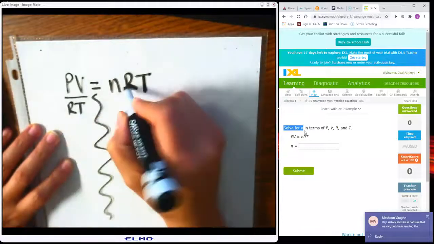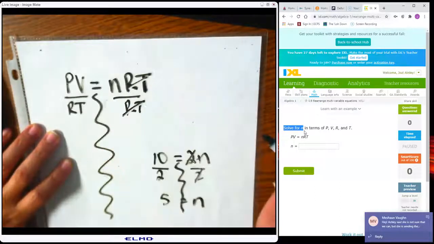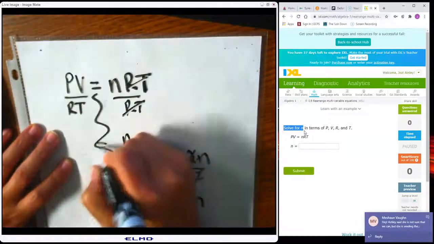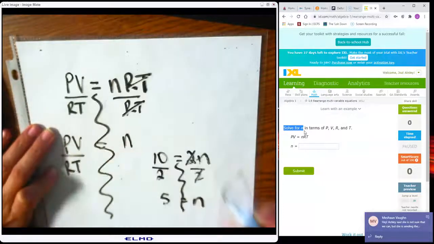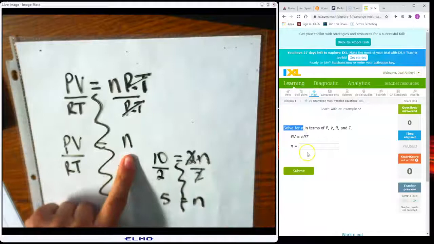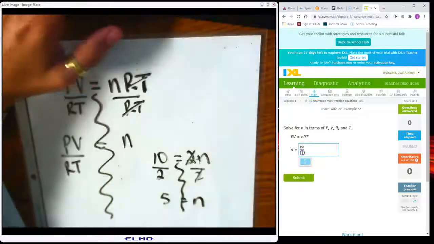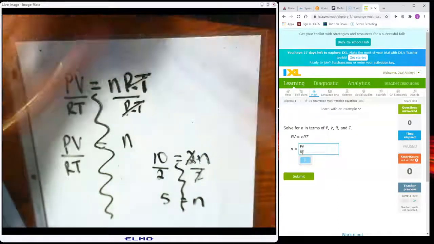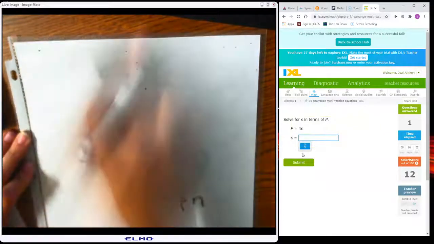Okay, that takes that away because when you divide by RT, if it's on the top and on the bottom, it crosses out, leaving n equals capital P, capital V, capital R, and capital T. And now I've isolated the variable to where n equals, and now I'm just typing it in. So PV, so make sure it's capital PV, and then RT. That's it. Okay, so it seems really difficult, but I promise you it isn't.